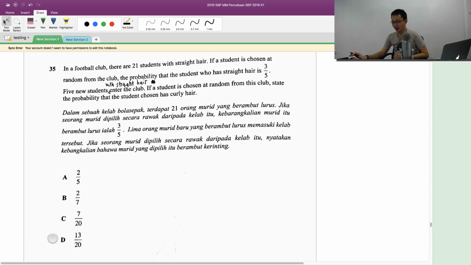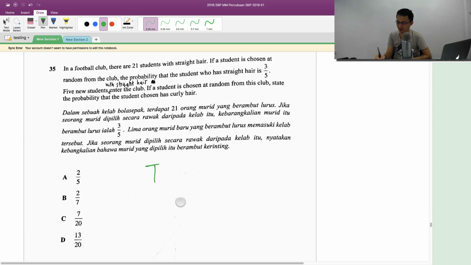In a football club, there's 21 students who have straight hair. If a student is chosen at random from the club, the probability that the student has straight hair is 3 over 5. Okay, if 5 new students with straight hair enter the club, if a student is chosen at random, what is the probability the student chosen has curly hair? Alright, in this case, we have to assume the student is either curly hair or straight hair. There's no other type of hair. If not, that's unsolvable.